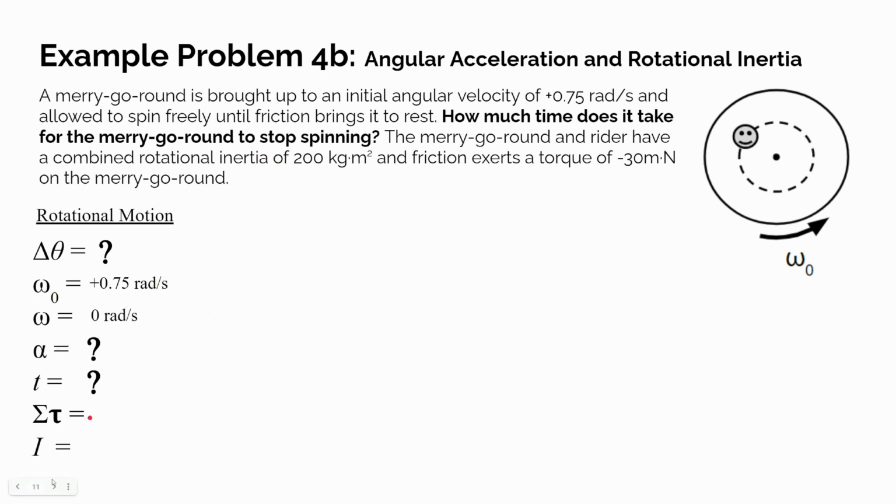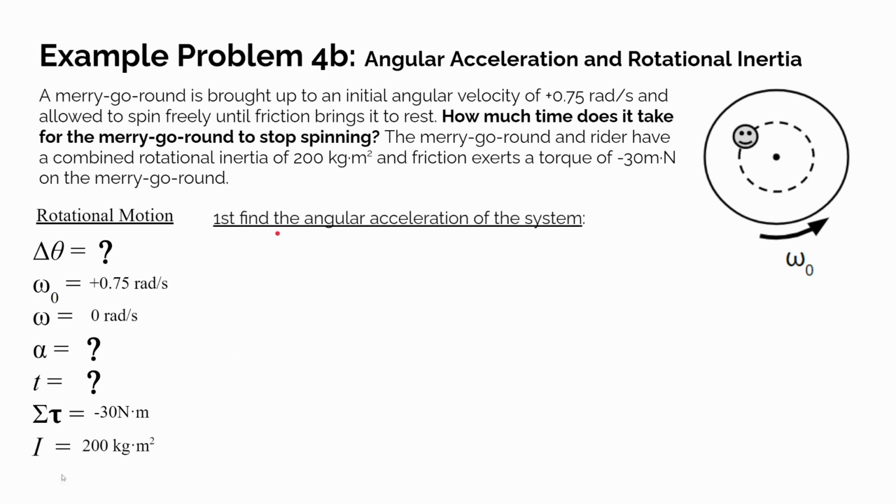The net torque is the sum of all the torques on the system. Well, the problem goes from this initial angular velocity to rest, essentially, with only a frictional torque applied. So the only torque on the system is friction. So the net torque is just the size and direction of the frictional torque, negative 30 newton meters. And we're given the fact that the combined rotational inertia of the system as a whole is 200 kilogram meters squared.